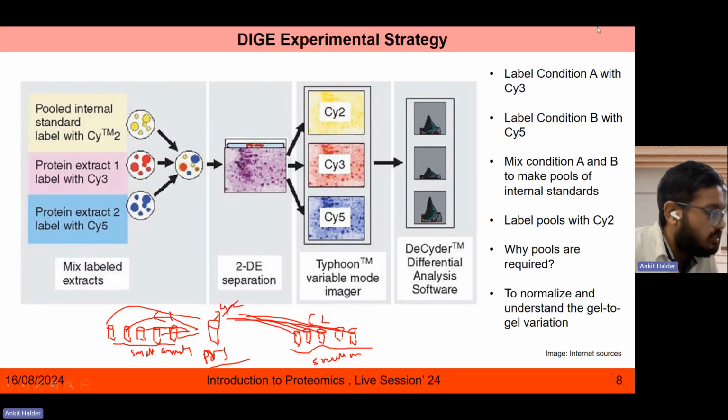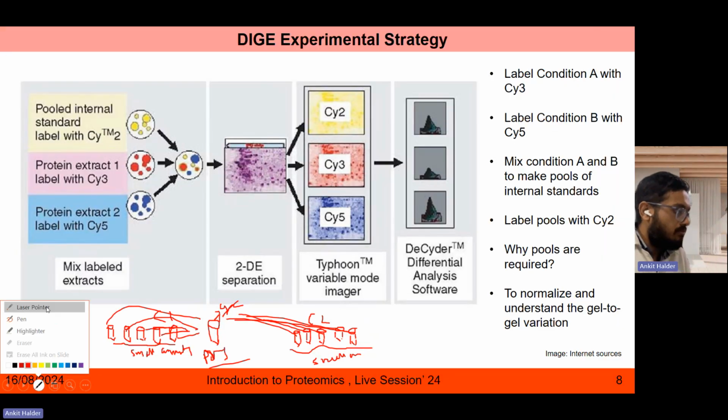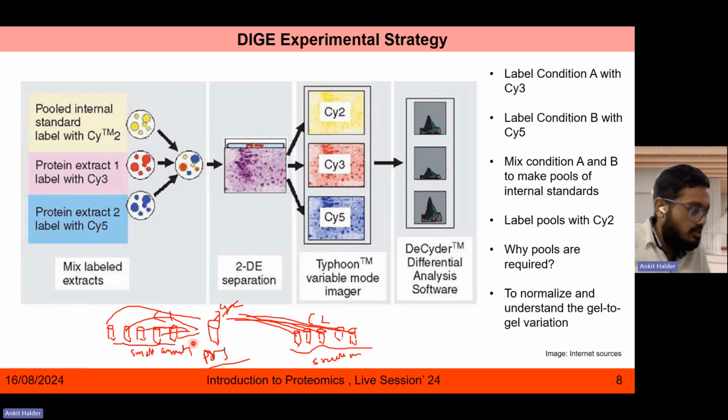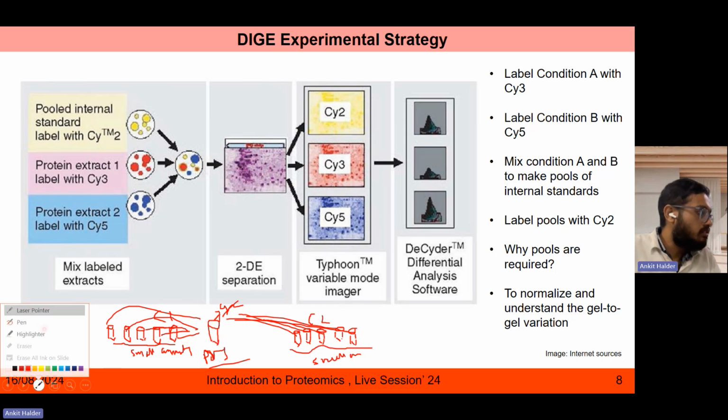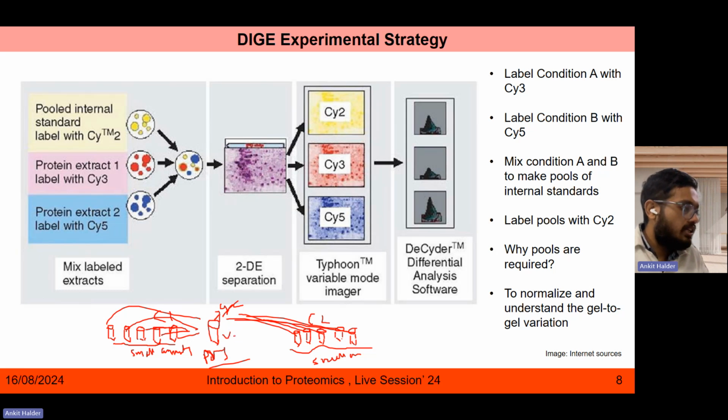So what we were saying is that this is only one sample, though it is made from other samples, but in this pool now it is only one uniform sample. If you mix it, vortex and homogenize it, this is one solution. Now this is run along with this Cy3 and Cy5. This Cy2 will consist of the protein spots present irrespective of the condition, because it has now been mixed. So when we are running the gel, this Cy2 helps to normalize it.